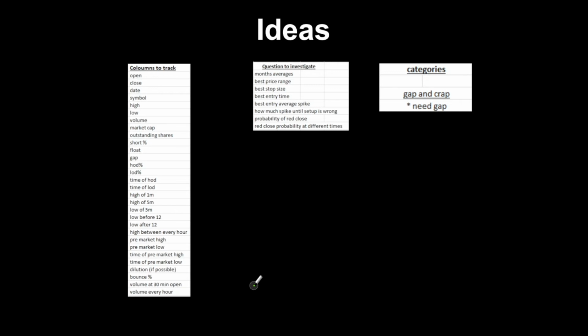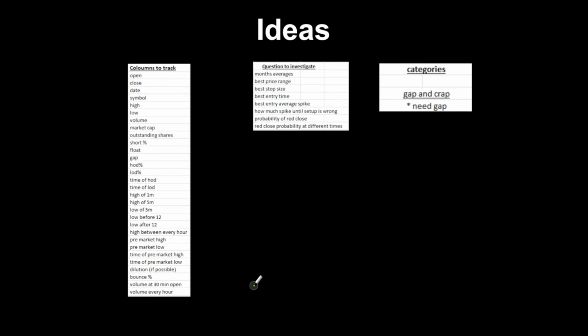Volume at 30-minute open. This is just the total amount of volume from open to 30 minutes. Some people base their volume forecast on this, so if you're interested in volume forecasting for your setup, then that could be very useful. And volume every hour I find incredibly useful because you can see how the volume is distributed for the whole day, so this can be useful for many setups.